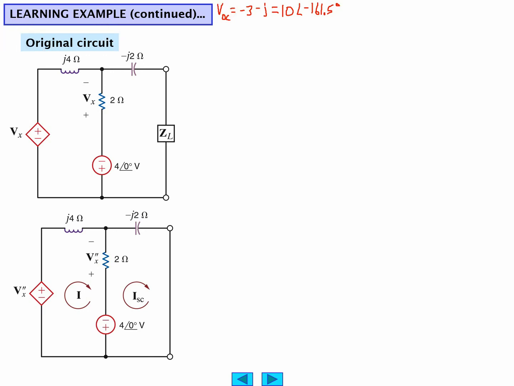The next step to this problem is finding out the short circuit current, and I wrote down for reference this information here, the open circuit voltage. Of course, ZTH is going to equal the open circuit voltage divided by the closed circuit current.